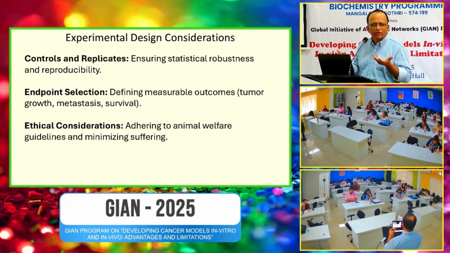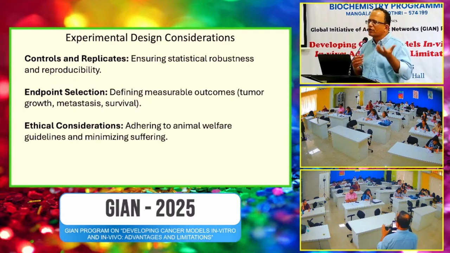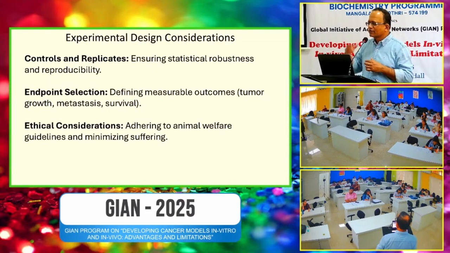The controls, the replicates, the reproducibility issue: if you have 3 mice and whatever is happening, and if someone wants to reproduce your data, it's going to be difficult, right? I think that's the reason they are asking for more mice, right? Important.